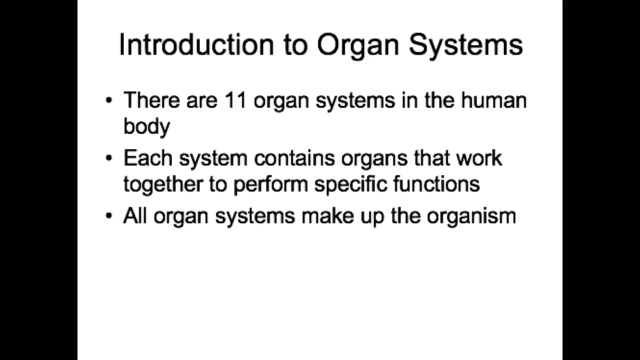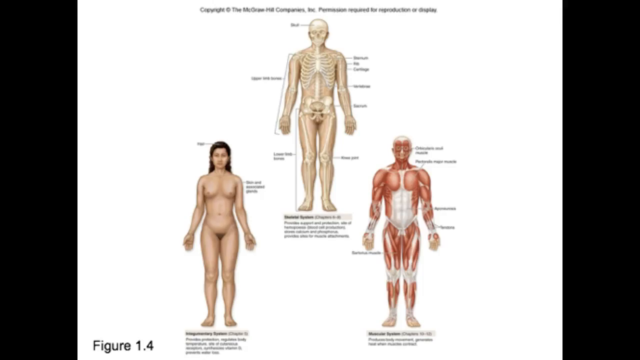All right, 11 organ systems in the human body. Each system contains organs that work together to perform specific functions. All organ systems make up the organism. And yes, you do need to be able to say, okay, the integumentary system, that's hair, skin, and nails. It's a protective barrier. The skeletal system provides structure, support, protection. It's also a store for calcium. It's going to be related to calcium homeostasis.